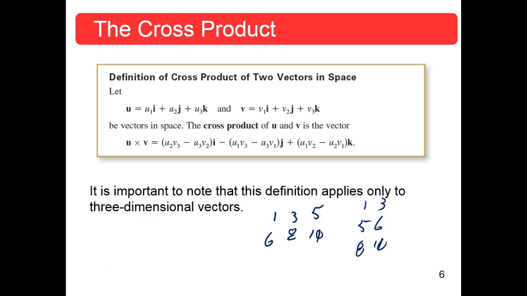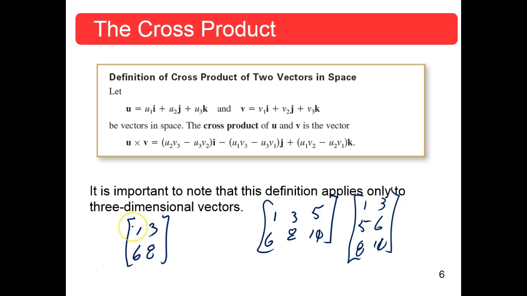So, let's start with a simpler one. 1, 3, 6, 8, say. Now, usually a matrix we put in brackets like this. You can take the determinant of that. Now, 2 by 2 is really easy to do.